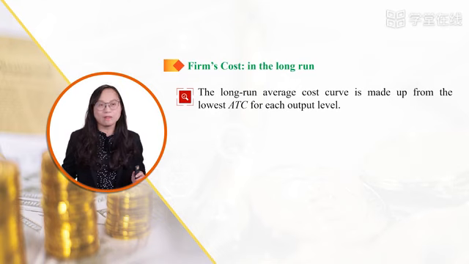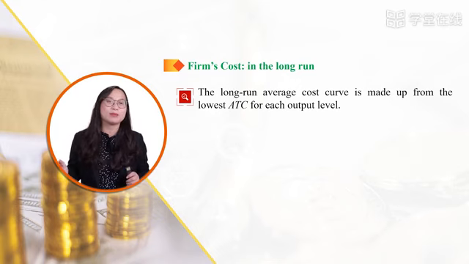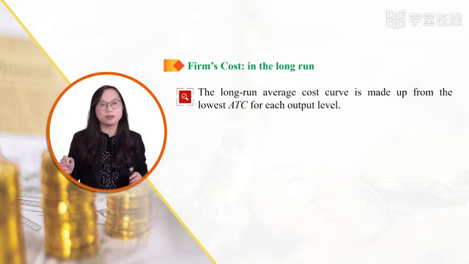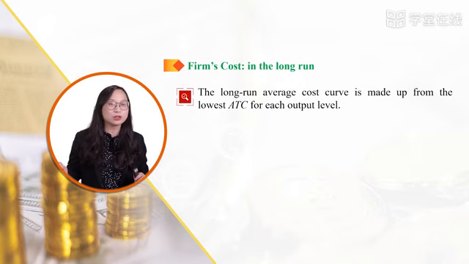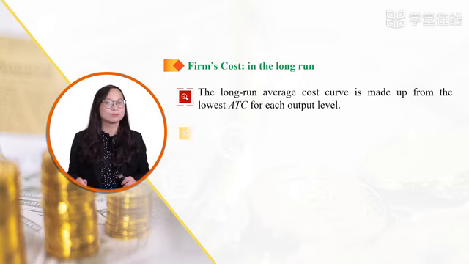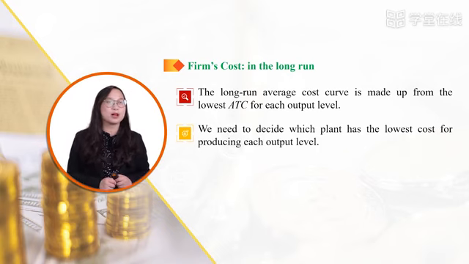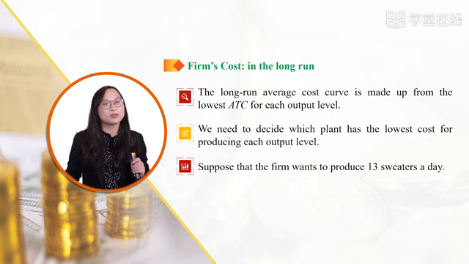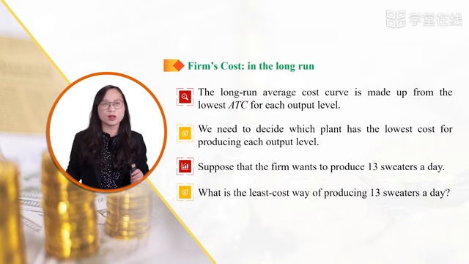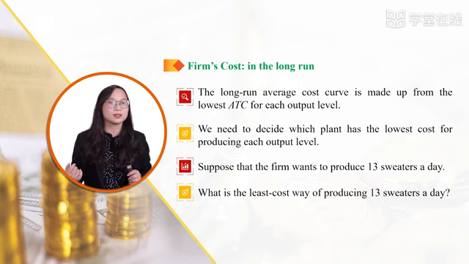The long-run average cost curve is made up from the lowest average total cost for each output level. We need to decide which plant has the lowest cost producing each output level. Suppose that the firm wants to produce 13 sweaters a day. What is the least cost way of producing 13 sweaters a day?